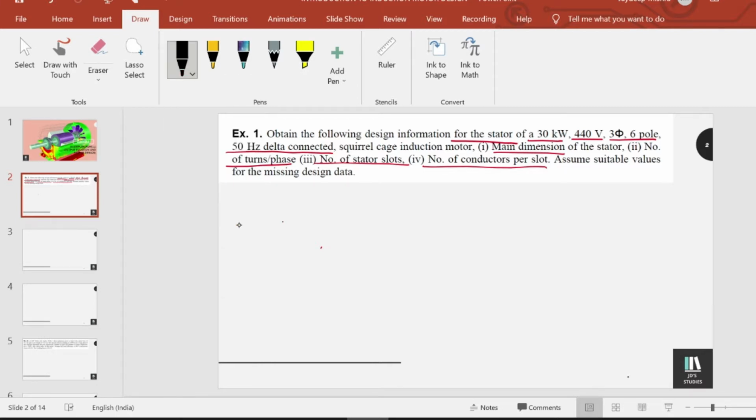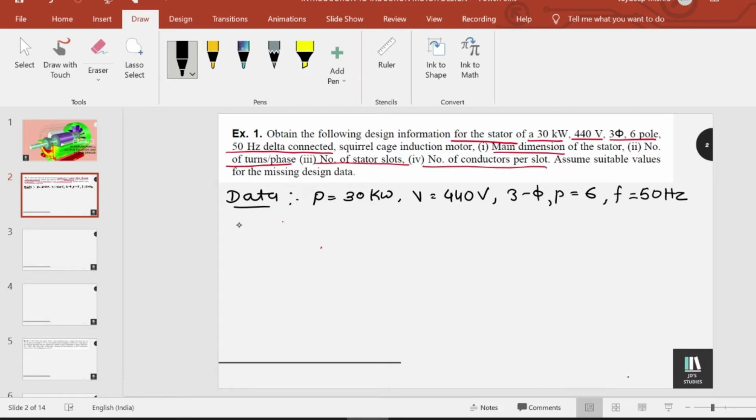So how can we solve this problem? First of all, we can write the data which is available in the example. Power is 30 kilowatt, voltage is 440 volt, 3 phase, number of poles is 6, and frequency is 50 hertz, and we have to assume suitable values for the missing data.